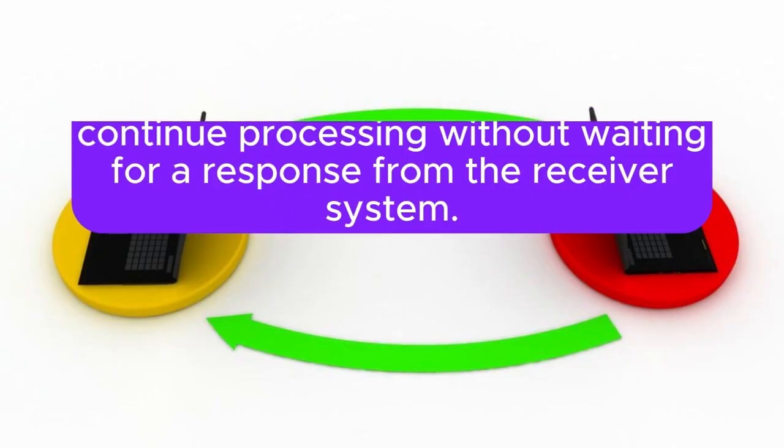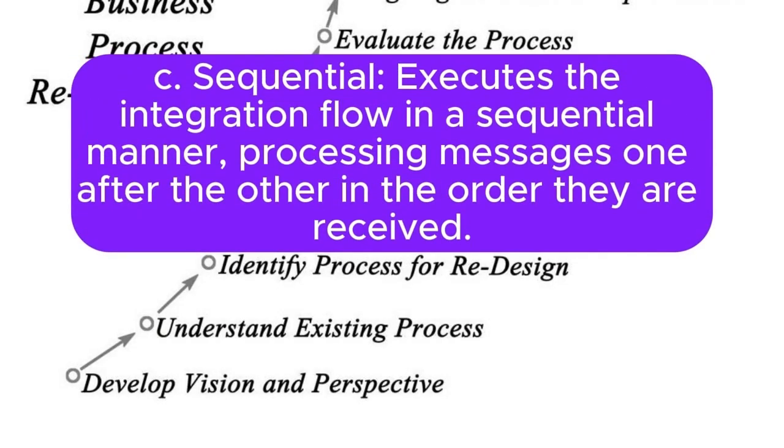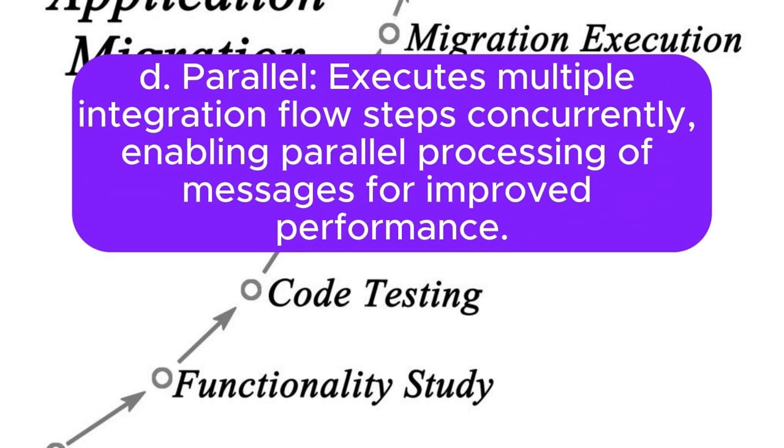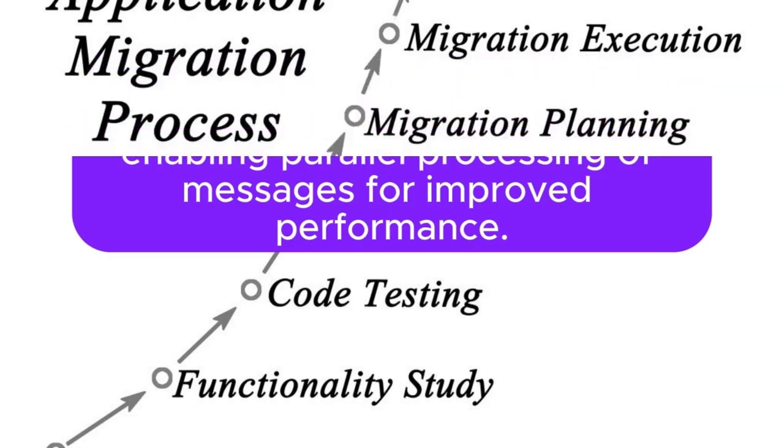C. Sequential, executes the integration flow in a sequential manner, processing messages one after the other in the order they are received. D. Parallel, executes multiple integration flow steps concurrently, enabling parallel processing of messages for improved performance.